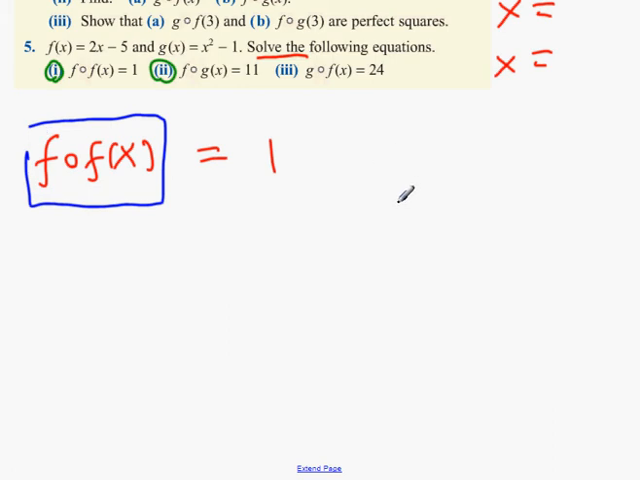So what do we do first then, Ken? So what is f of x? Keane read from this specific question that it's 2x minus 5. Okay? And then what is f of 2x minus 5 then?